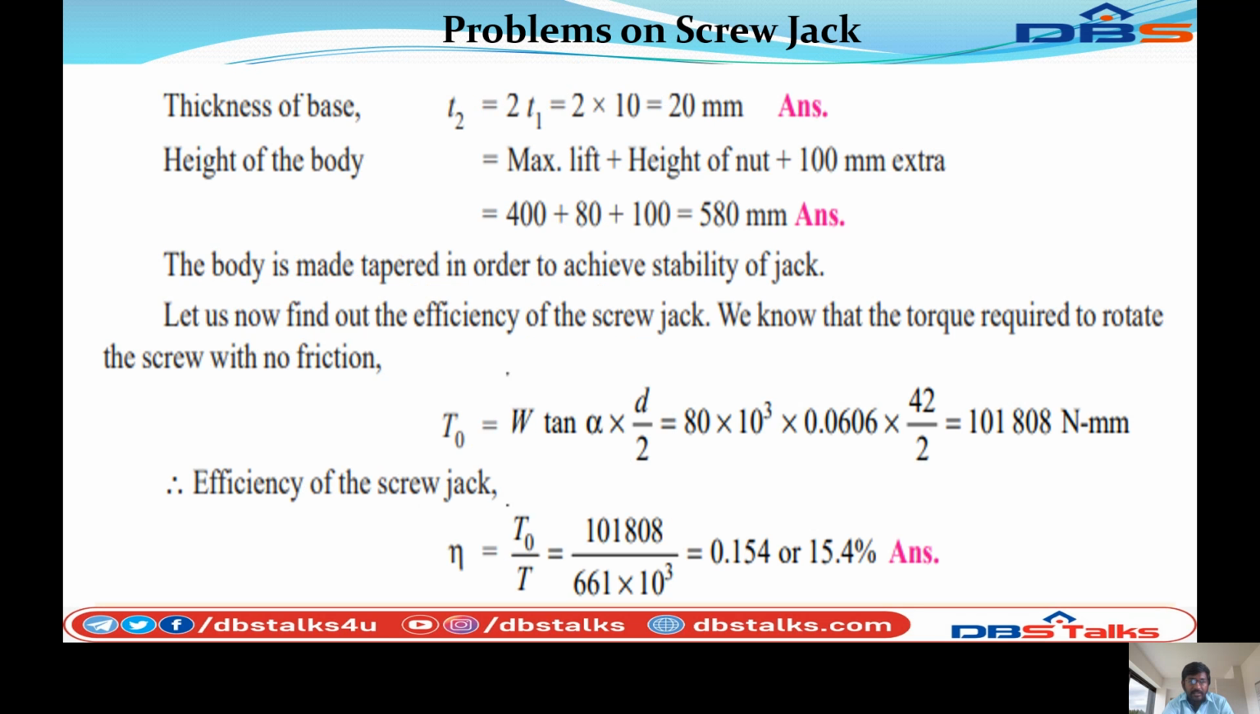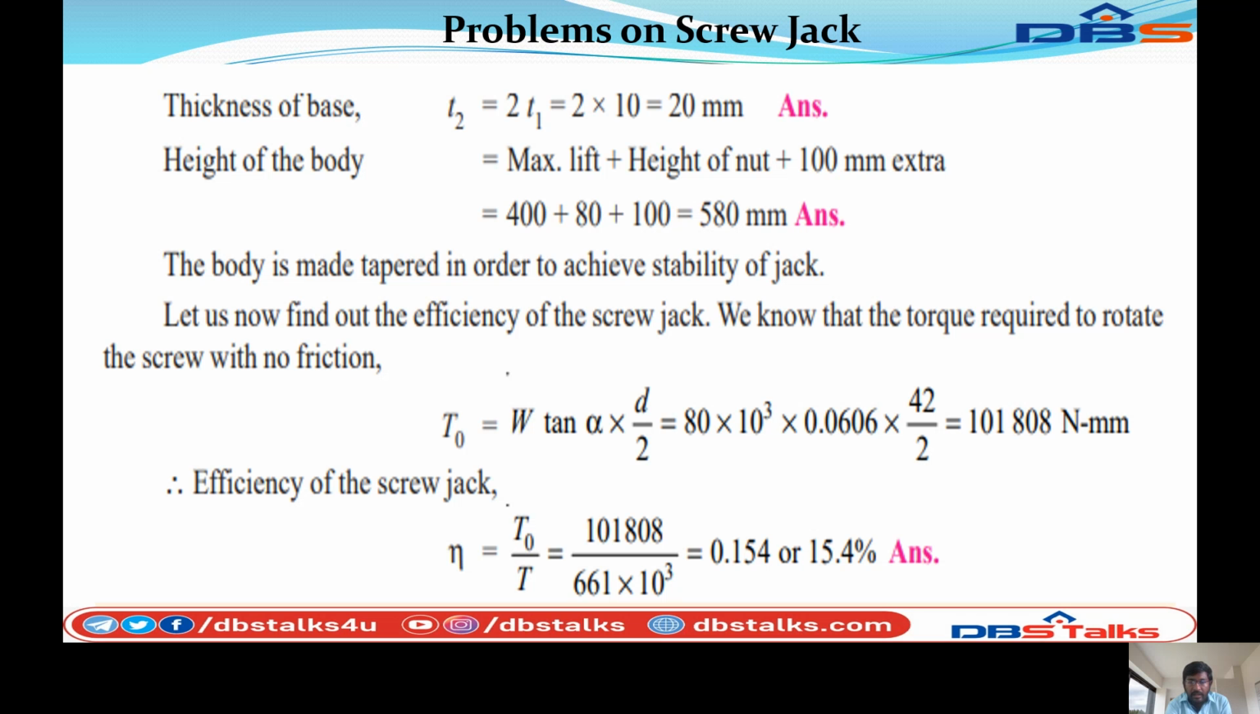So next, thickness of the base T2 is equal to 2T1, that is equal to 2 into 10, that is equal to 20 mm. The height of the body is the maximum lift plus the height of the nut plus 100 mm extra. This is the maximum height of the body, that is equal to 400 plus 80 plus 100, that is equal to 580 mm. See, the body is made tapered in order to achieve stability of the jack.